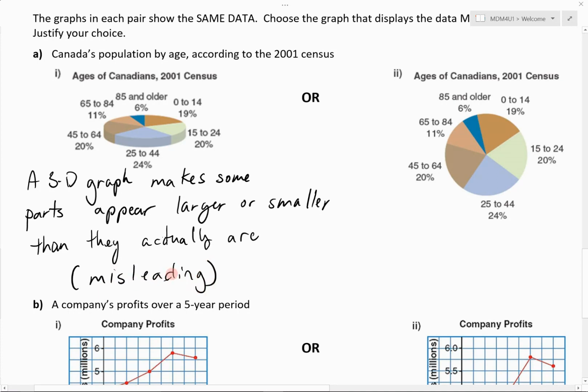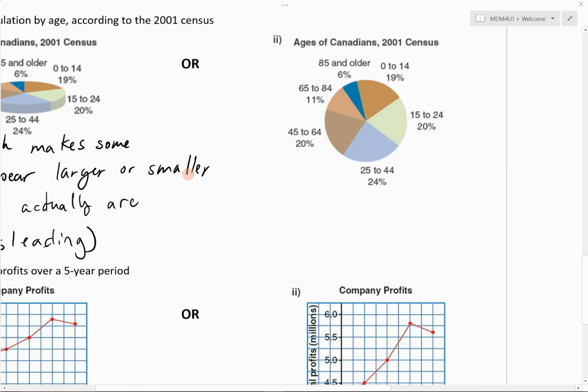Someone might be trying to emphasize this 25 to 44 age group, using an eye-popping 3D chart to emphasize some kind of point that they're trying to make. Could be some other presentation. And they're trying to put the 85 and older group further in the back, trying to make it go unnoticed, right? That kind of thing. Whereas the 2D graph is the better representation. It's the more fair representation of the data.